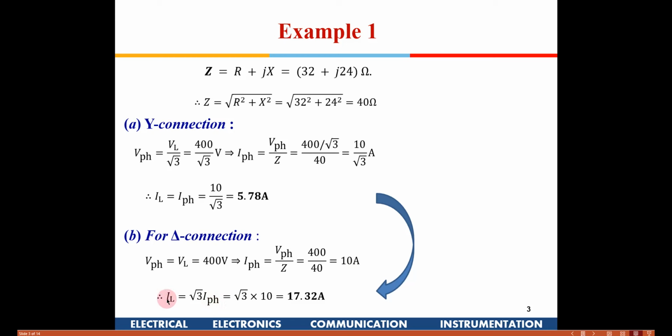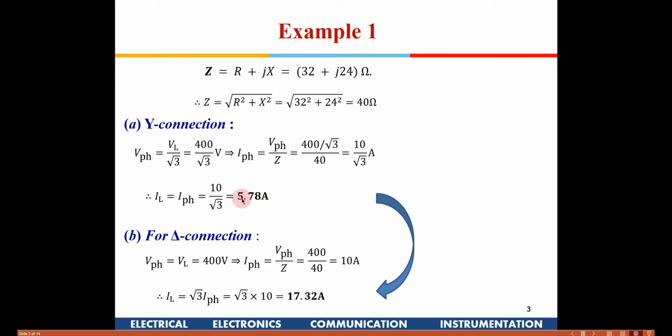Okay, in a Y connection, the line current and the phase currents are equal, whereas in a delta connection, between the line current and the phase current, a root 3 factor comes up. So you have root 3 into 10, which is 17.3. If you have the same kind of loads and the same voltages applied to a Y connected load or a delta connected load, the current actually goes up by a factor of 3.